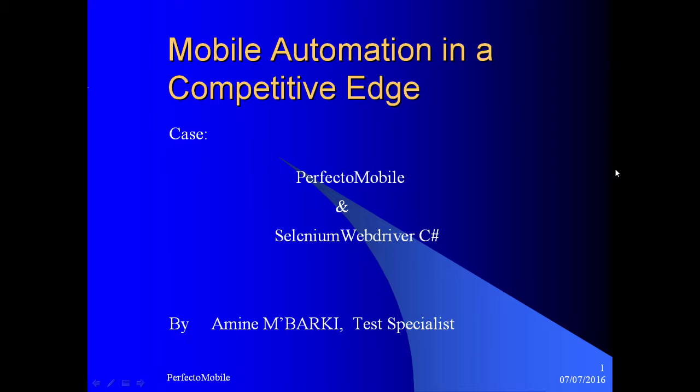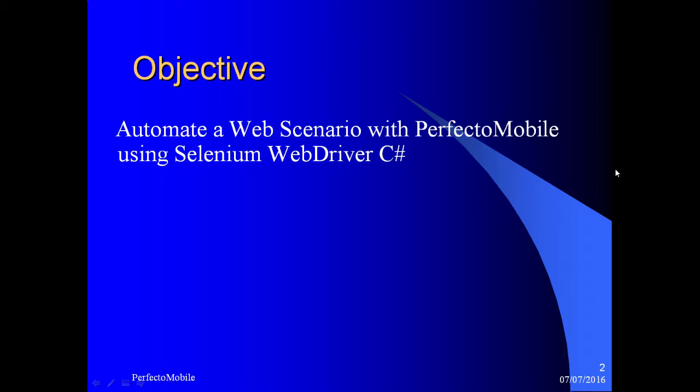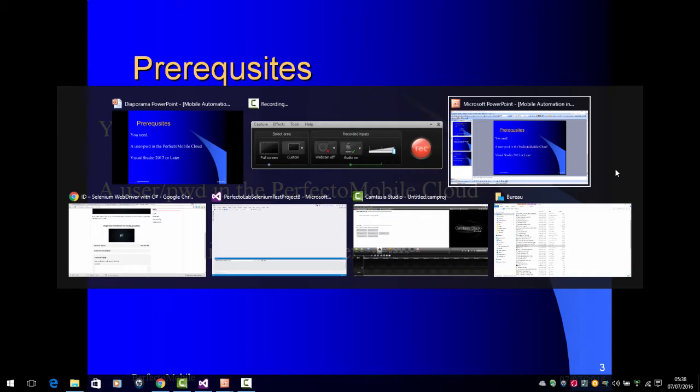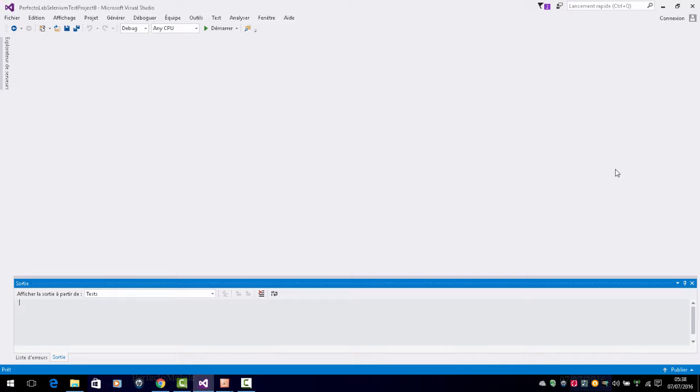I am a test specialist and I want to present you the PerfectoMobile solution with Selenium WebDriver C Sharp. So the objective is to automate a web scenario with PerfectoMobile using Selenium WebDriver C Sharp. The prerequisites for this purpose are to have an account, user and password in the PerfectoMobile cloud, plus Visual Studio 2013 or later. So let's start our automation and demo.